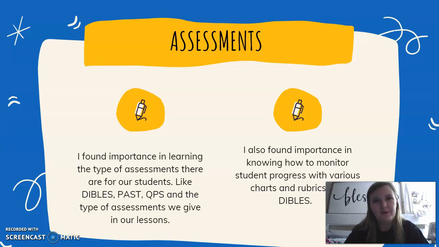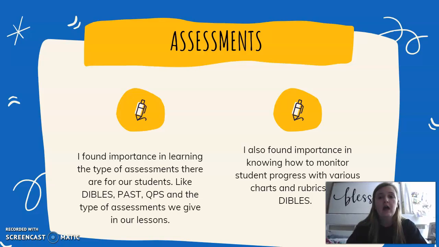And that was my second point with the assessments, is knowing the importance of monitoring students' progress, various charts, rubrics, and of course DIBELS. I thought DIBELS was very easy to follow and a great thing to put into our classrooms no matter where we're teaching at. And a great point to make to kind of see how our schools that we're going into assessed our students.